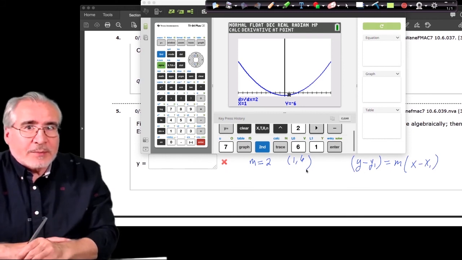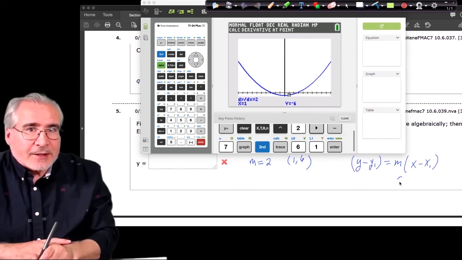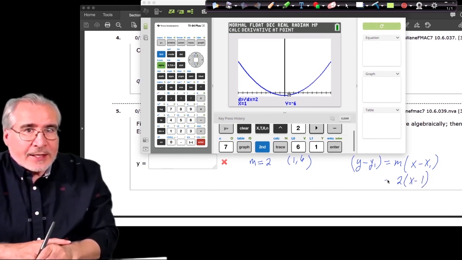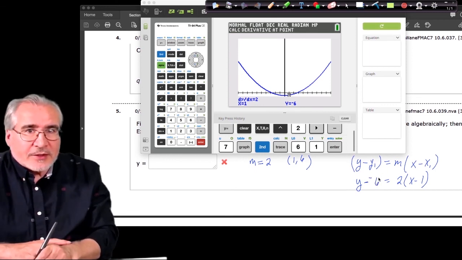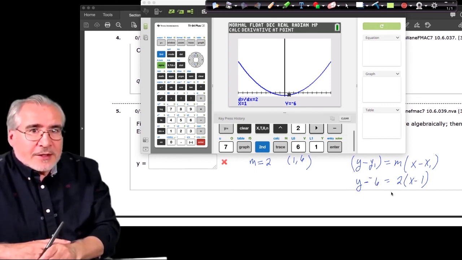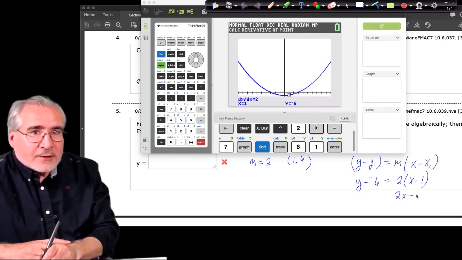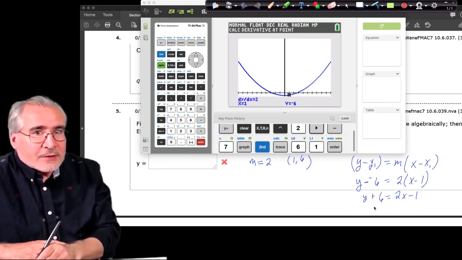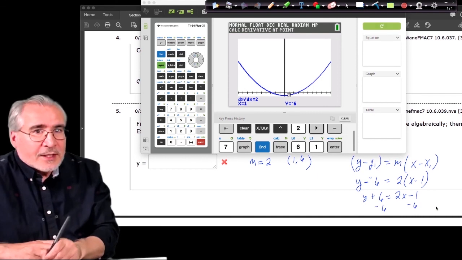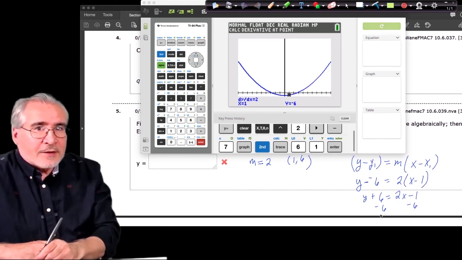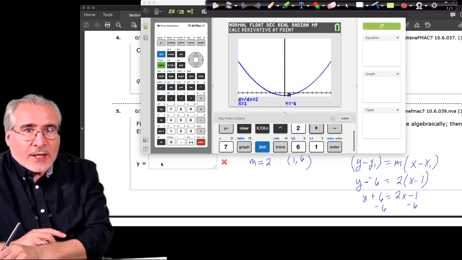And so then we plug in our values. Our slope is 2, put that there. Our x1 is 1, and our y1 is -6. So we get minus a -6, which is a +6. Okay, so we distribute on this side, we get 2x minus 1, we get y plus 6, and to finish solving this, we just subtract 6 from both sides, and we get that the equation of our tangent line is going to be y equals 2x minus 7.